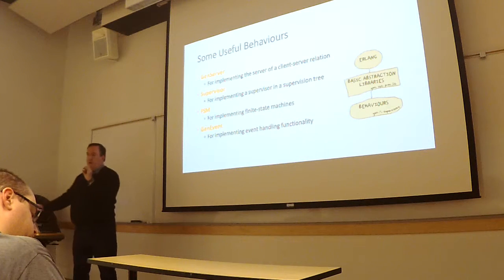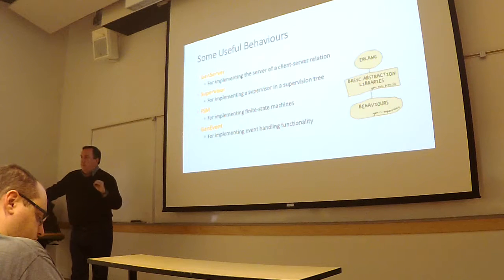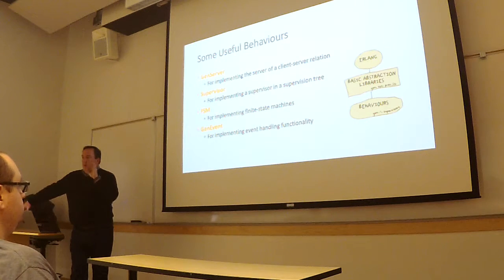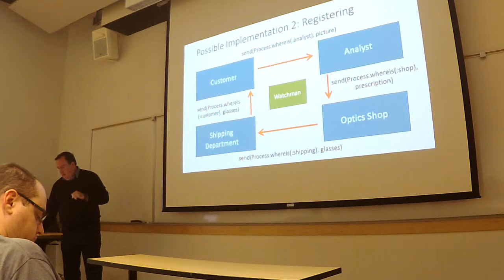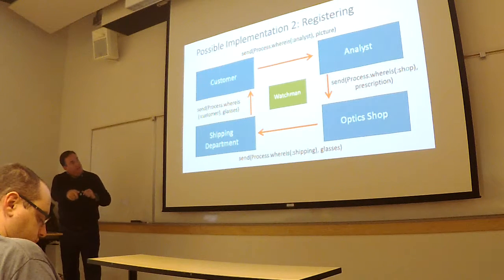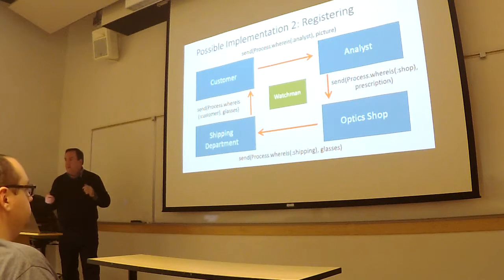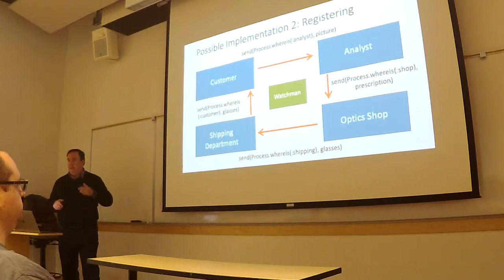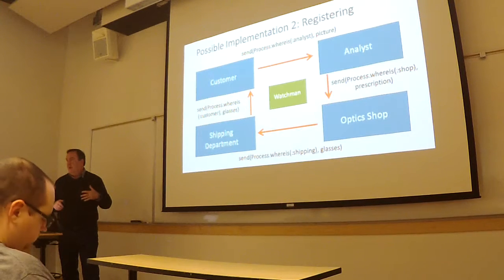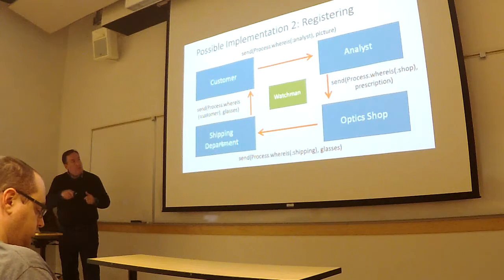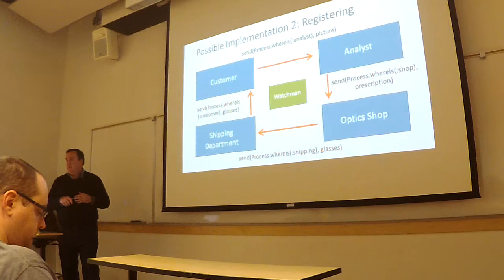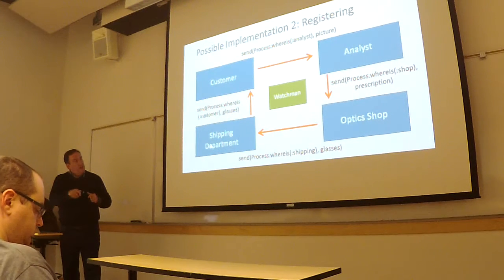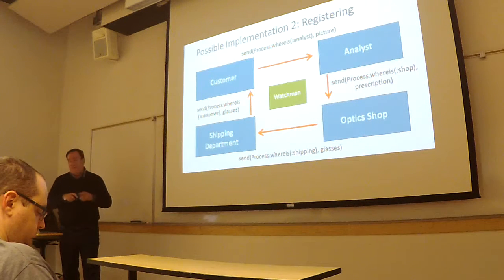But remember, we also talked about this watcher or watchman behavior. If you go back here, each of these are sort of separate servers. This isn't really a server. No one's really trying to send communications to it to have it perform functions. Its job is to watch or supervise these other processes. So in an OTP kind of a framework, analyst, optics shop, and shipping department are gen servers. The watchman would be a supervisor.